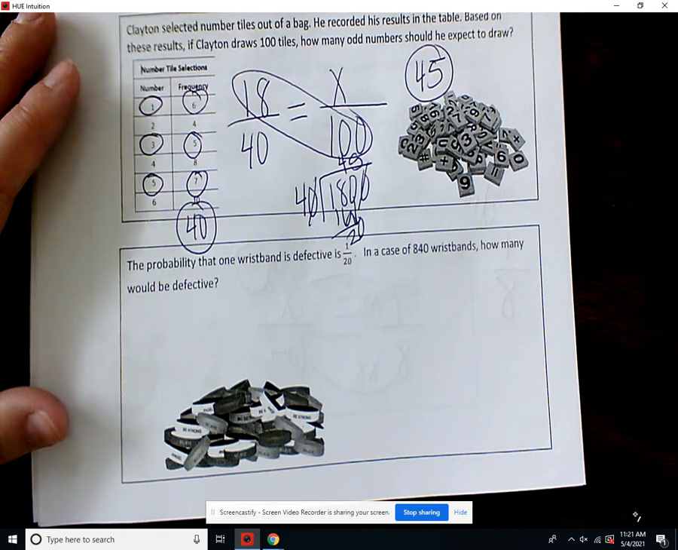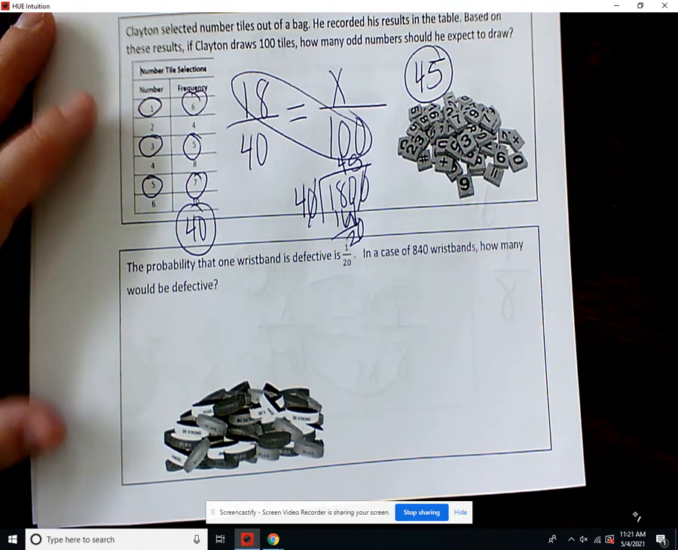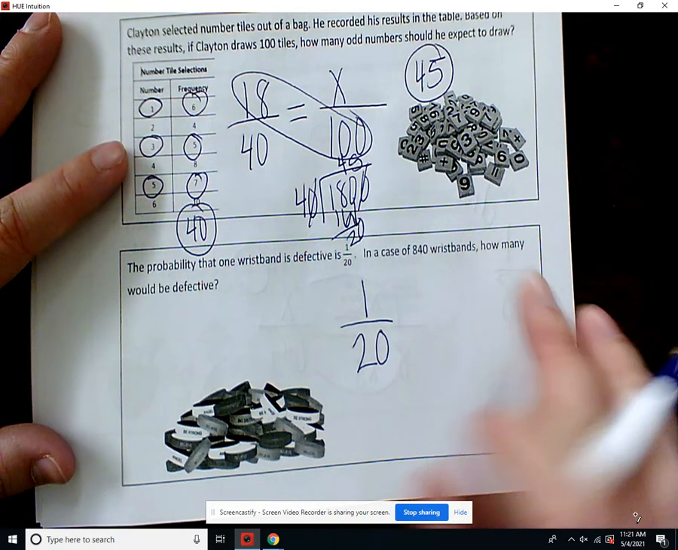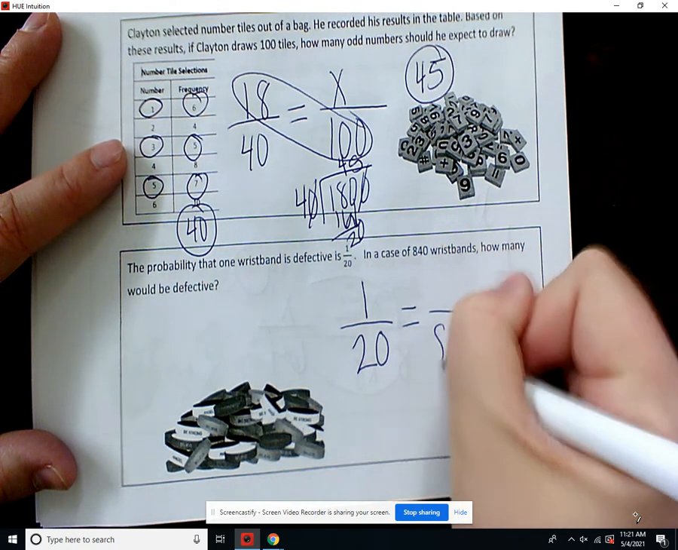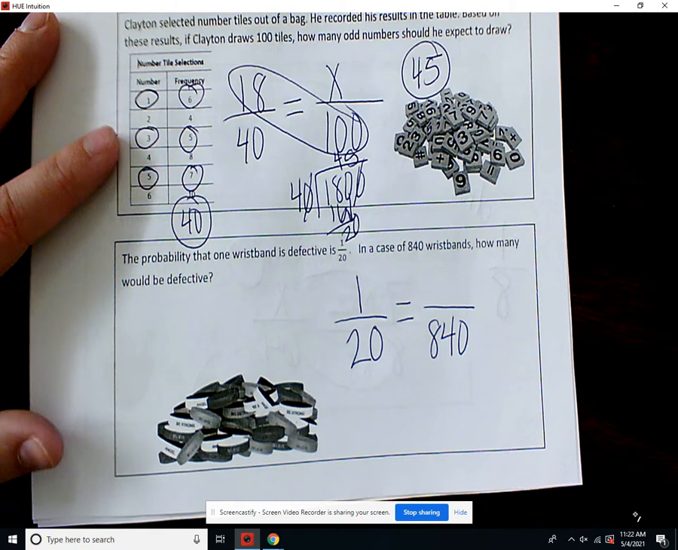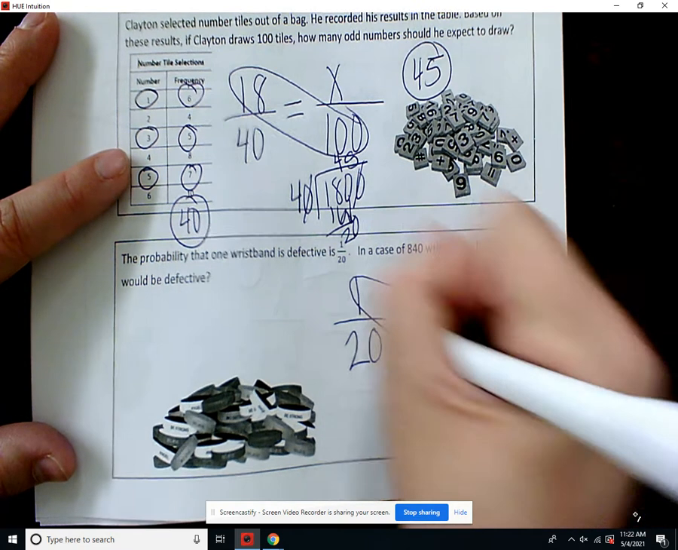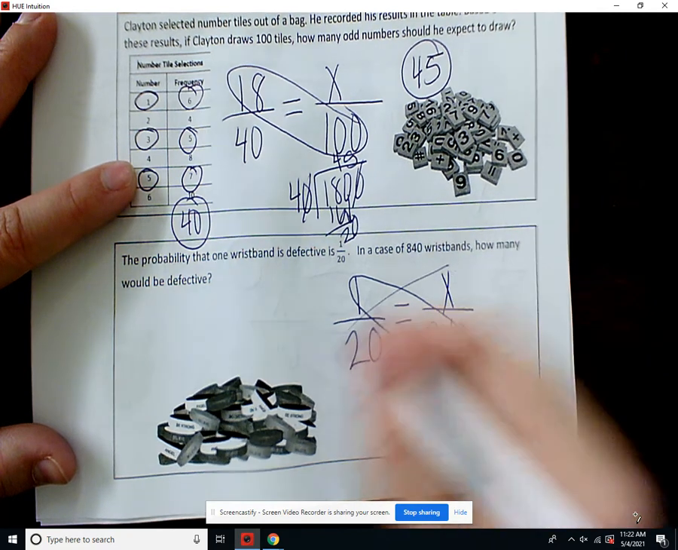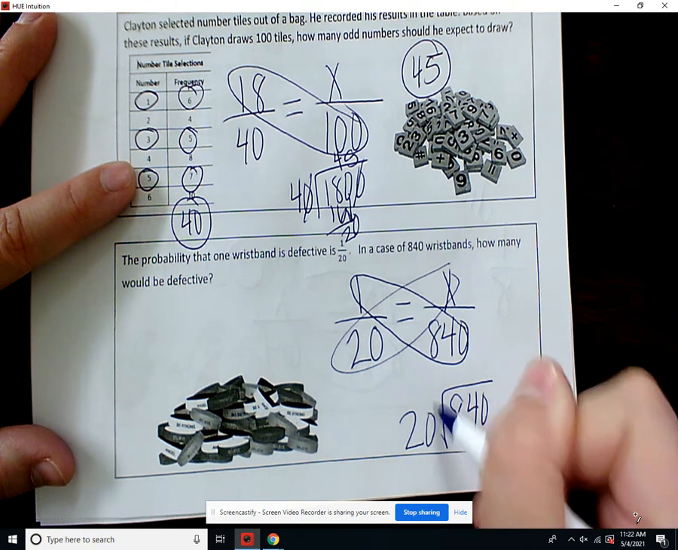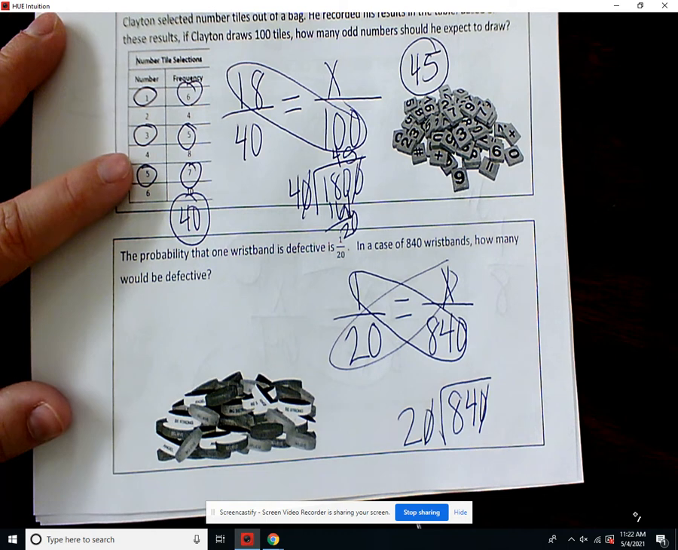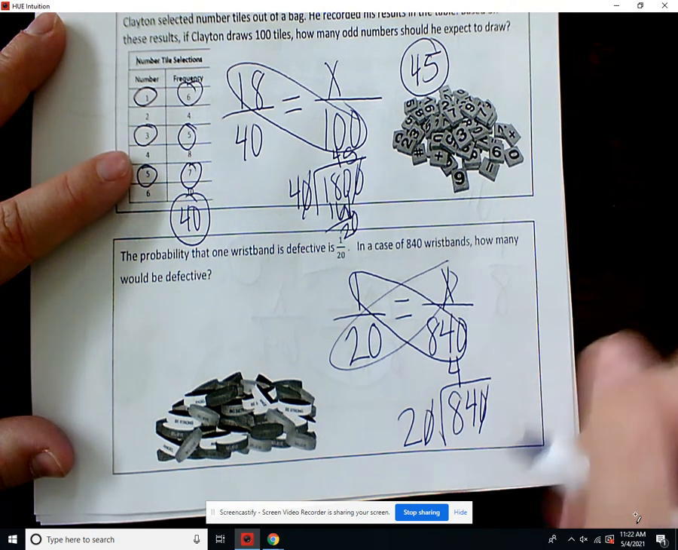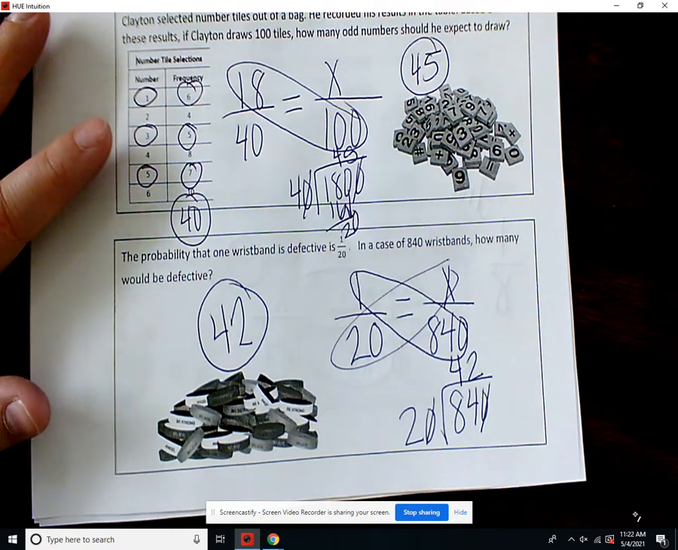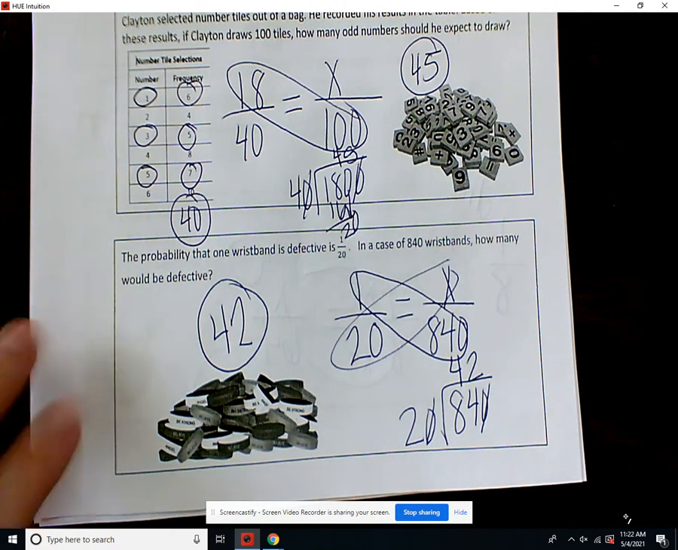For the last one, we have the probability that one wristband is defective. 1 out of 20 is defective. If we had 840, how many would be defective out of 840? I'm going to cross multiply and divide this one. 1 times 840 is 840, divided by the number with x, which is 20. I'm going to mark off a 0. 2 will go into 8 4 times. 2 will go into 4 2 times. So we expect 42 wristbands to be defective.